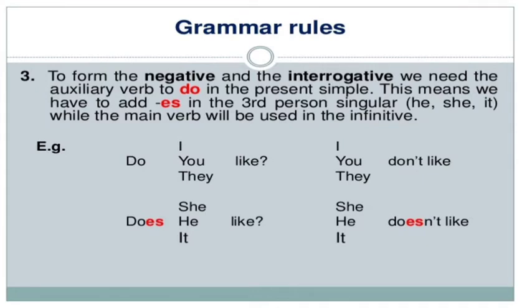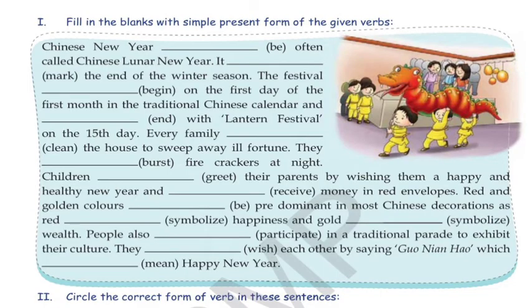So babies, now without wasting time, let's do its exercise. We have question 1 which says fill in the blanks with the simple present form of the given verbs. So let's start with this. Chinese New Year is often called Chinese Lunar New Year. It is singular, so it marks the end of the winter season.